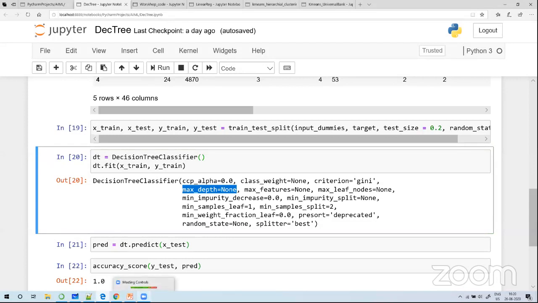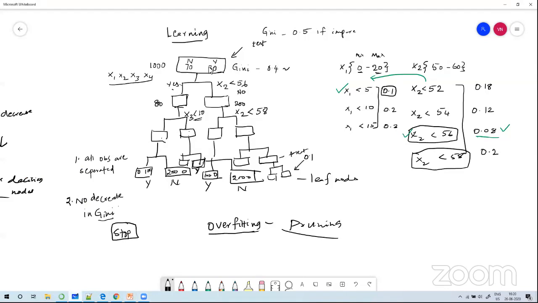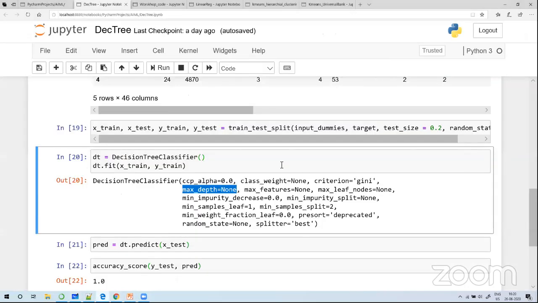So the max depth of a tree is measured like this. In simple terms, you could use this as the depth of the tree. What is the number of splits from the root node to the lengthiest leaf node? Let's say we take this as the lengthiest leaf node of this tree: 1, 2, 3, 4, 5. So 5 decisions or 5 splits are used to reach the lengthiest leaf node of the tree. Maybe we can call this the maximum depth of the tree is 5. By default, the maximum depth of the tree is given as None. So we are not giving any criteria.